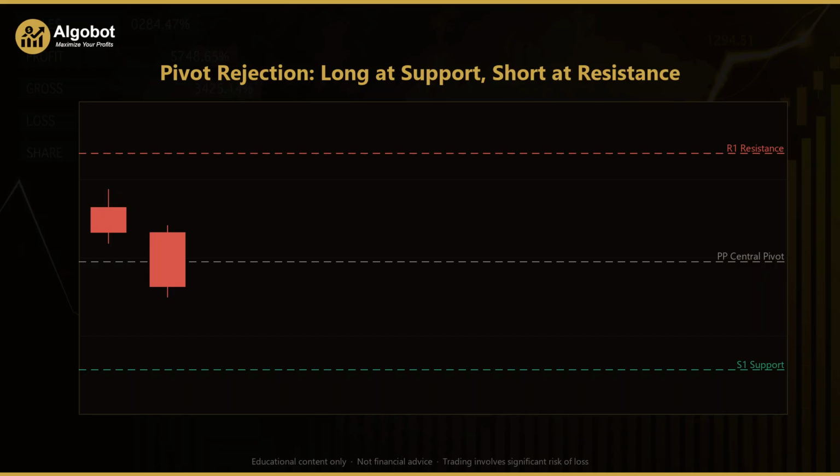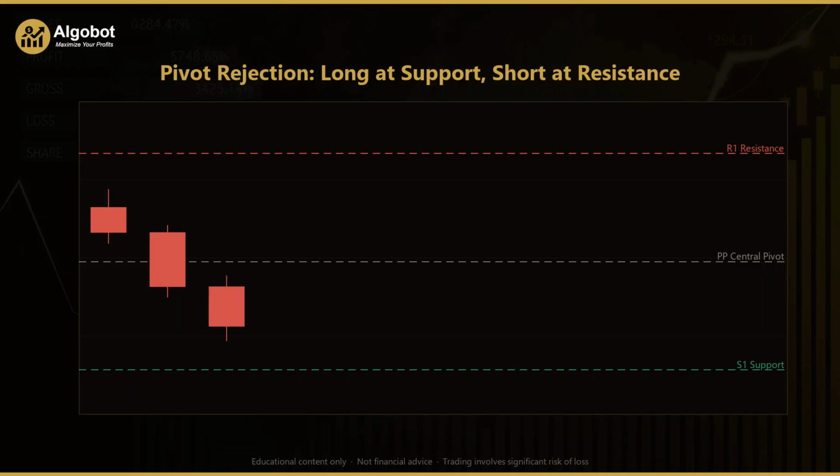Now let's bring it all together on the chart. You can see three dashed horizontal lines. The red line near 1.0890 is the first resistance level. The gray line near 1.0860 is the central pivot, and the green line near 1.0830 is the first support level. These are the floor pivots the strategy calculated from recent bars.